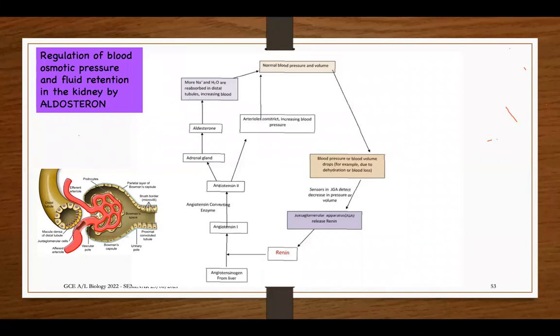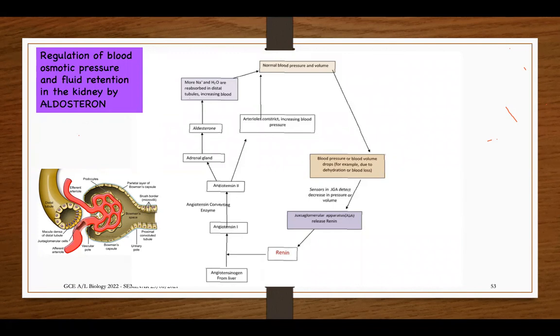Renin converts angiotensinogen hormone from the liver to angiotensin 1, which will be further converted into angiotensin 2 by angiotensin converting enzyme. This angiotensin 2 will either act on the adrenal gland that stimulates the secretion of aldosterone hormone that acts on the distal convoluted tubules and collecting ducts, involving in reabsorption of more sodium and water and increase in the blood pressure, or angiotensin 2 by itself will constrict the arterioles to increase the blood pressure, hence bringing the normal blood pressure and volume, that is 300 milliOSM per liter, to normal. Okay, that is how you can write it in an essay.